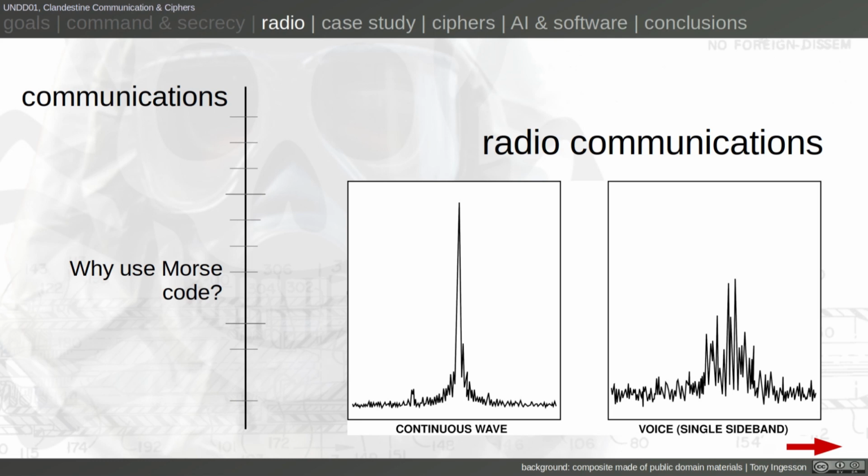It's very, very efficient. And this means that it's easy to filter, because you can filter out everything except that very narrow peak. Whereas if you have voice, you have to capture a lot more bandwidth in order to make sense of it. So Morse is actually still to this day very, very effective.